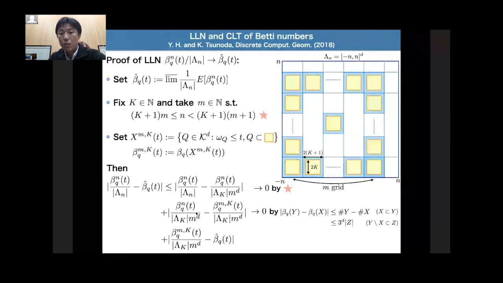So it will go to zero when n goes to infinity. And the third term will also go to zero. This is from the so-called ergodic theorem. So this is a sketch of the proof, and here I'd like to emphasize that the essence is to decompose our original space into smaller regions and then try to control the original Betti numbers by the sum of the small Betti numbers. So this is the original essence of the proof. And this argument will also be applied in the large deviation principle later.